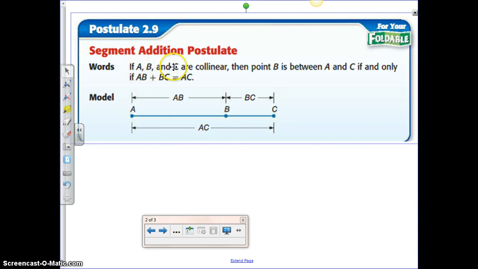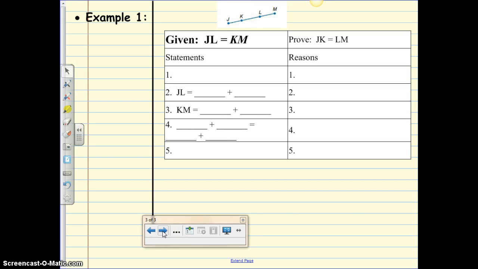So if these 3 points are collinear, then point B is between A and C if and only if AB plus BC equals AC. This idea is something you'll be writing out a lot. The whole segment equals the sum of its parts. So keep that in mind. Once you're ready to go with that, let's do our very first and only example for today.